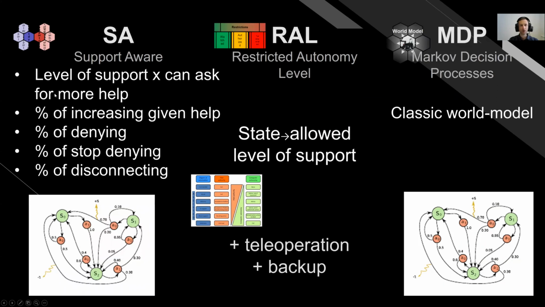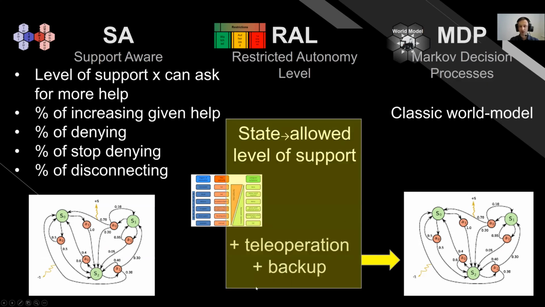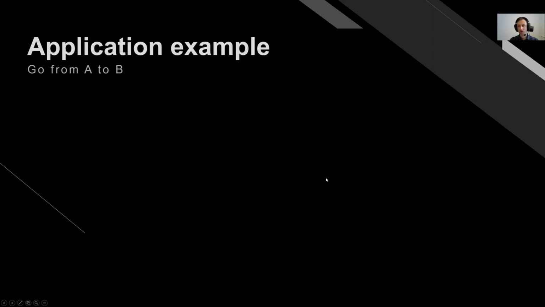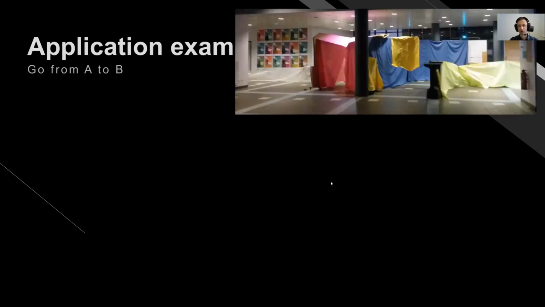So it's basically you cross the level of support and whether you can still ask for more help, with some simple transition function based on probabilities of getting the help when you ask for more help, or being denied, or the probability of the connection. So it's like the two models that you can include there. And what you need is also to include some teleoperation and backup for tying together these two models. Check out the paper for more formalization, and we can briefly go through an example.